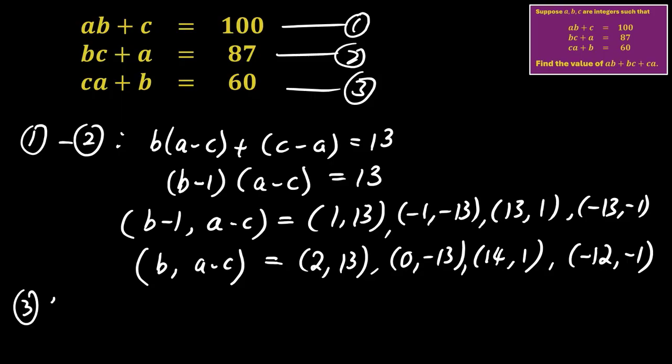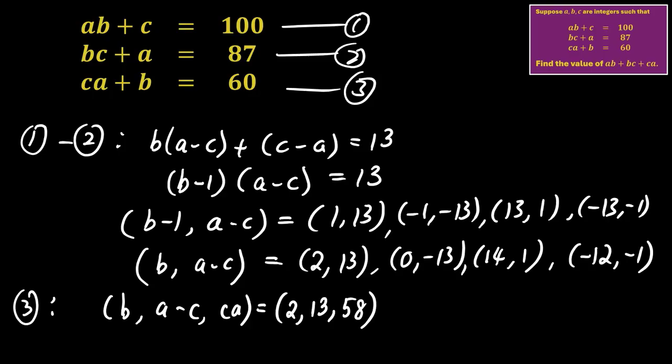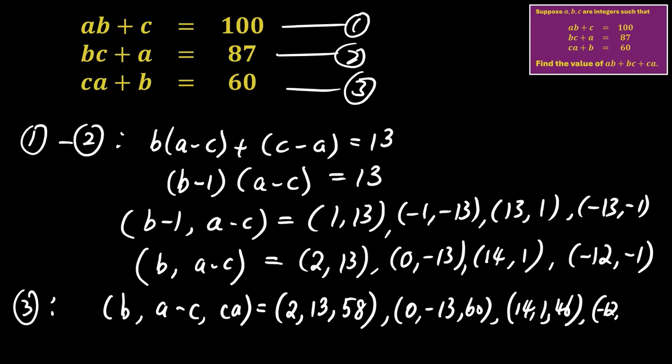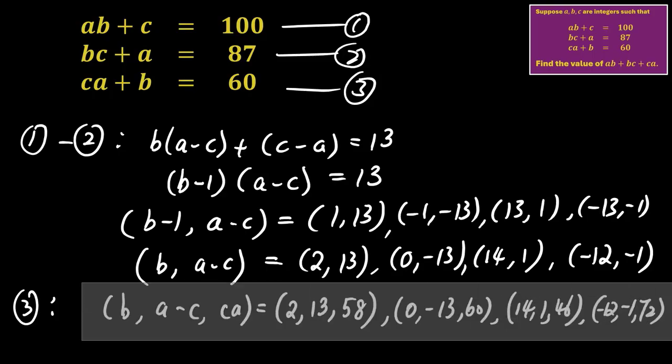So from equation 3, we have b, a minus c, and ca. If b equals 2 and a minus c equals 13, then ca equals 58 from equation 3. For the others: (0, negative 13) gives ca equals 60, (14, 1) gives 46, and finally (negative 12, negative 1) gives 72. So we focus on this last part.